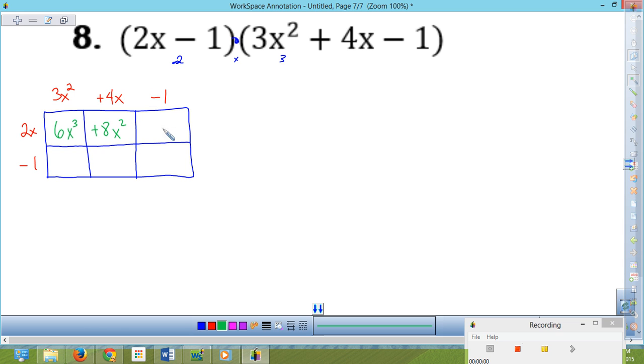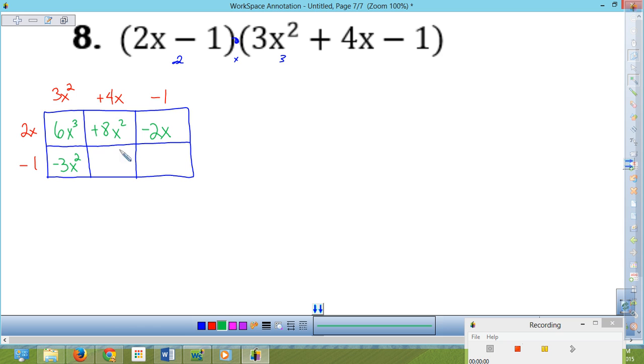And then I have 2 times negative 1, which is negative 2. I have 1x here and none here, which makes 1 inside here. Notice how it goes. 3, 2, 1. Okay? It'll always work like that. Okay? Negative 1 times 3 is negative 3. And then there's 2 x's here and none here. So there's just 2 in all inside.